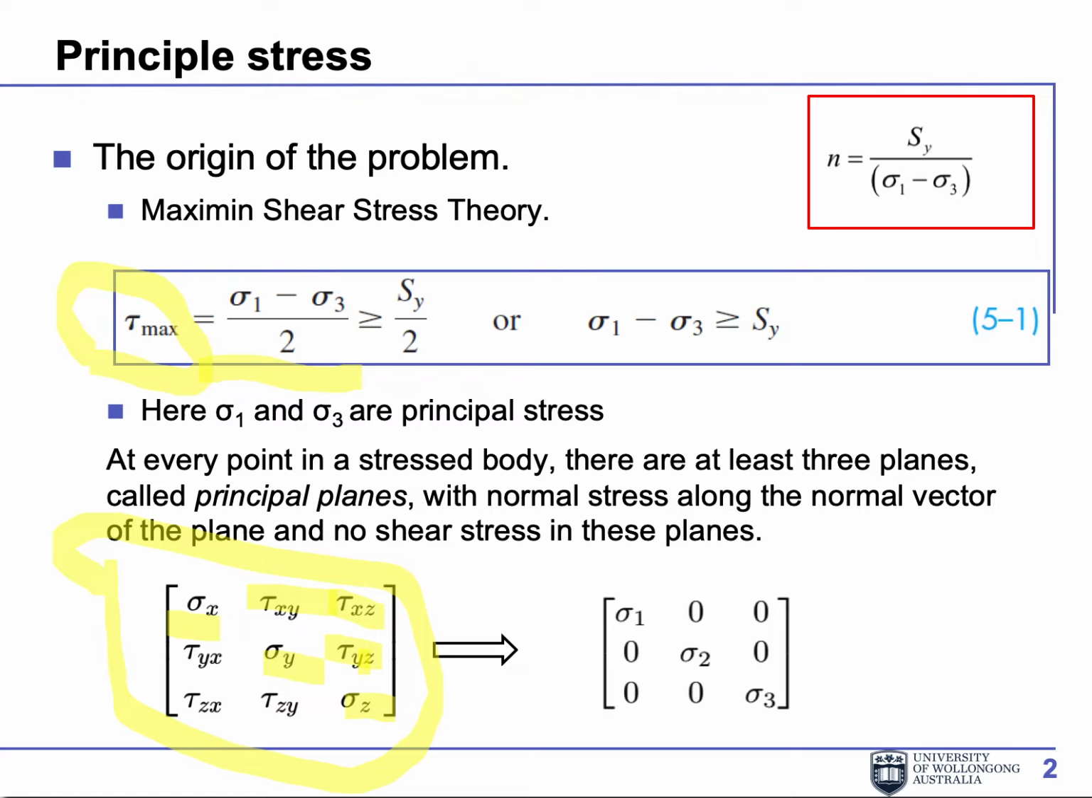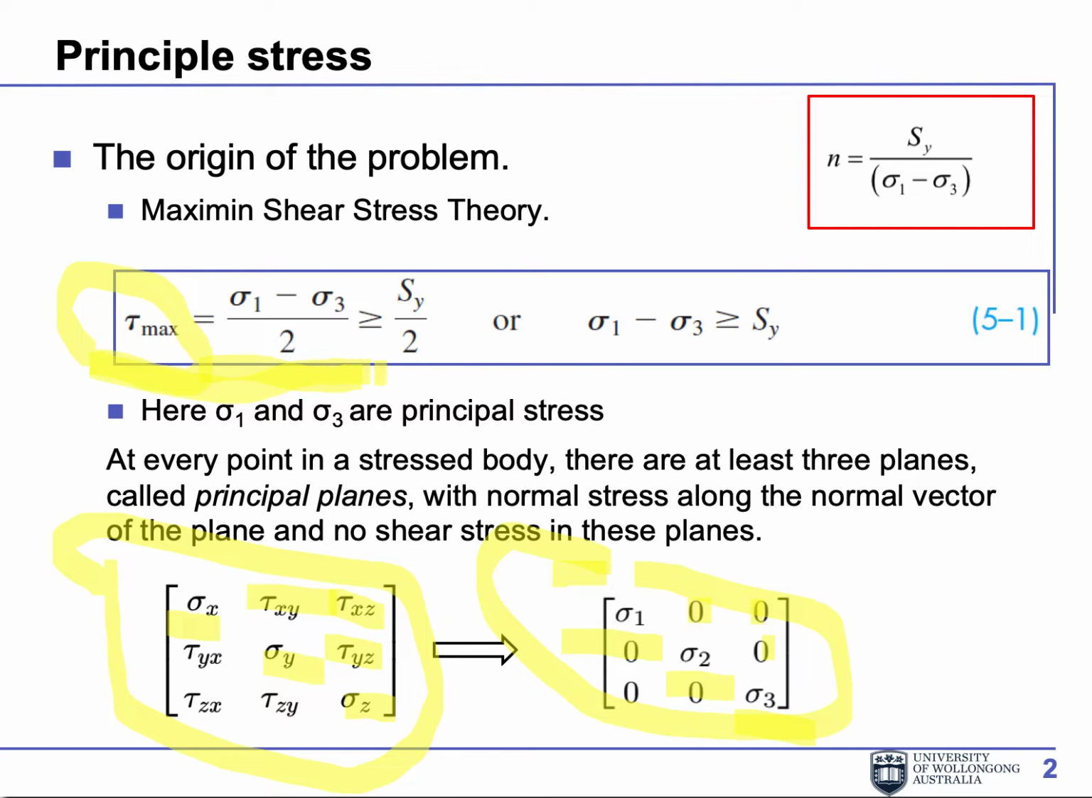However, if you rotate the coordinate frame slightly, there's always a certain orientation where you are able to get rid of all the shear stresses, make them all 0, and you are only left with those 3 normal stresses. We call these the principal stresses because you don't have the shear stress. And we order these principal stresses in a falling order. So sigma 1 is the largest of the 3, sigma 3 is the smallest of the 3, and sigma 2 is in the middle.